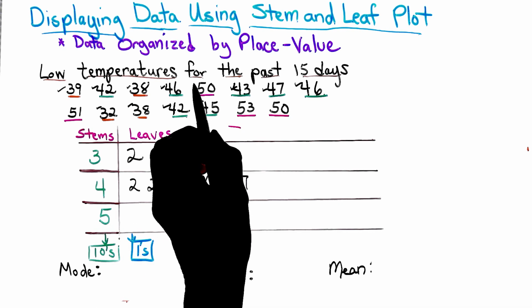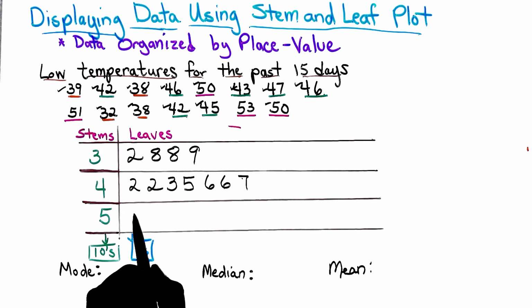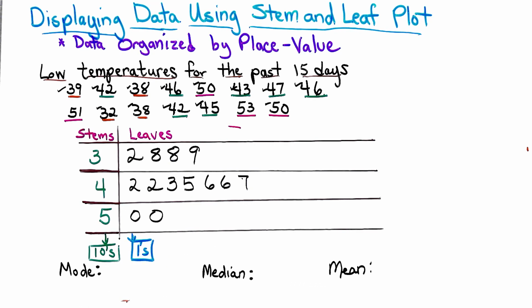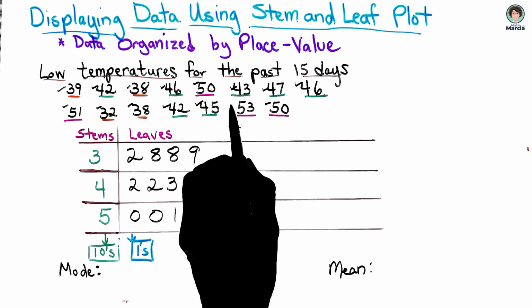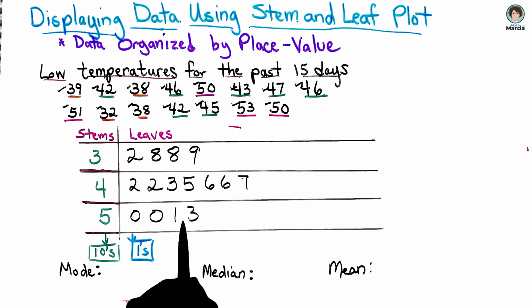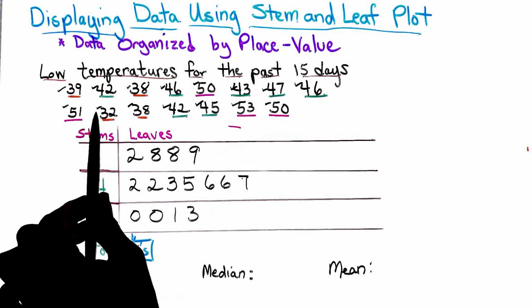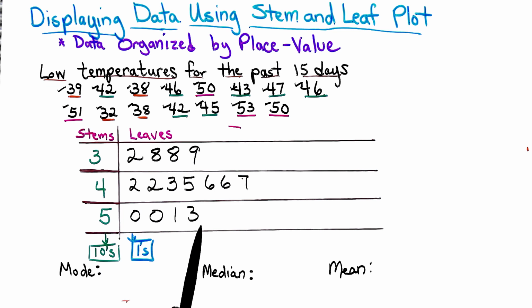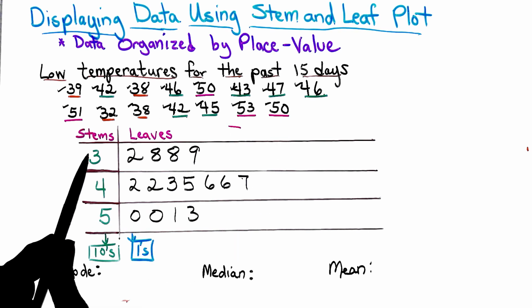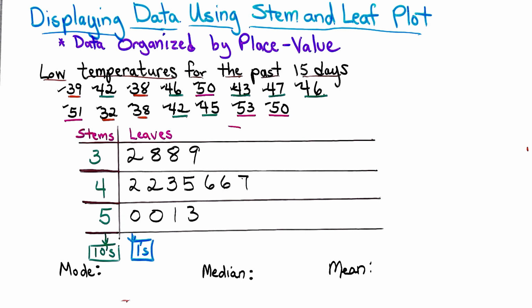Again, I'm going to mark them off as I use them. I have 2 50s, so I'm going to record 2 zeros. I have 1 51, so I'm recording a 1. And I have a 53. And there it is. We'll double check that we underlined in red 1, 2, 3, 4, and we have 1, 2, 3, 4. So we know all of our data is now shown in our stem and leaf plot. When we're looking at this, we're going to be finding the mode.